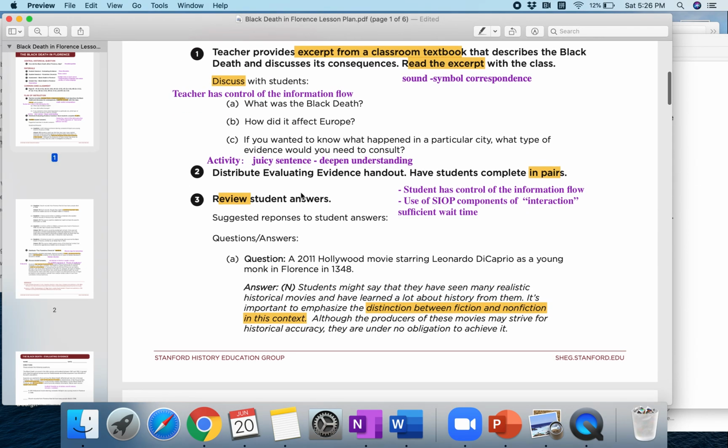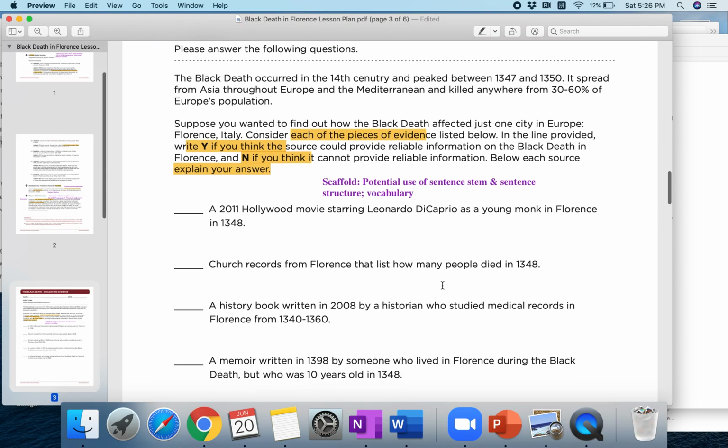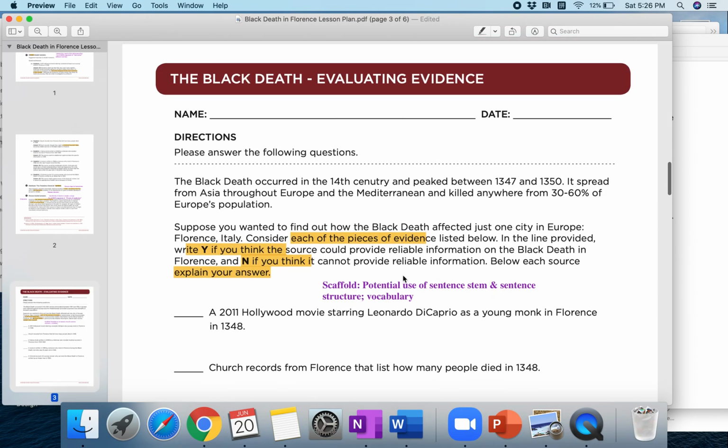The second step is to work on the evaluating evidence handouts, and the students are expected to work in pairs. This is a great activity because students now have control of the information flow, and they can be practicing interactions, which is also one of the components of SIOP guidance. Now let's take a look at the evaluating evidence handout. As you can see, it has a very clear instruction here, and if I were the teacher, I would be giving very detailed instructions ahead of time.